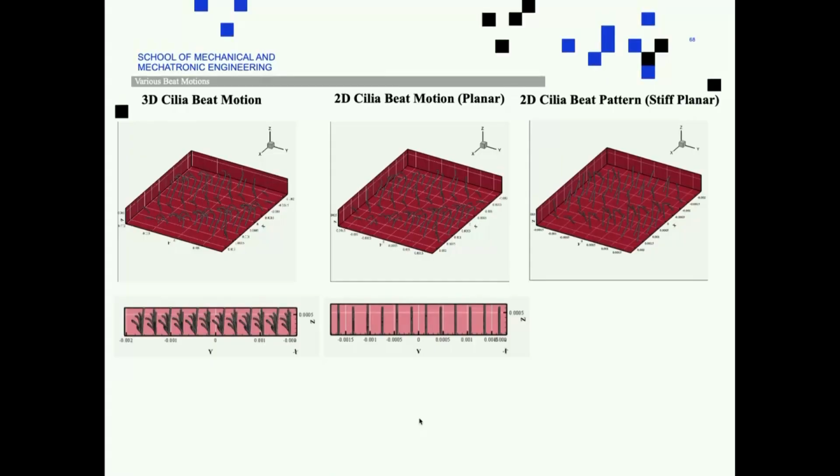So this is the modeling we use for 3 different cases. One is 3D cilia bead motion. 3D means it works on all sides. One is 2D cilia bead motion, it's called planar, and one is a stiff planar. It is not bending, it's just going there and there. Maybe if somebody has some disease, they have this.